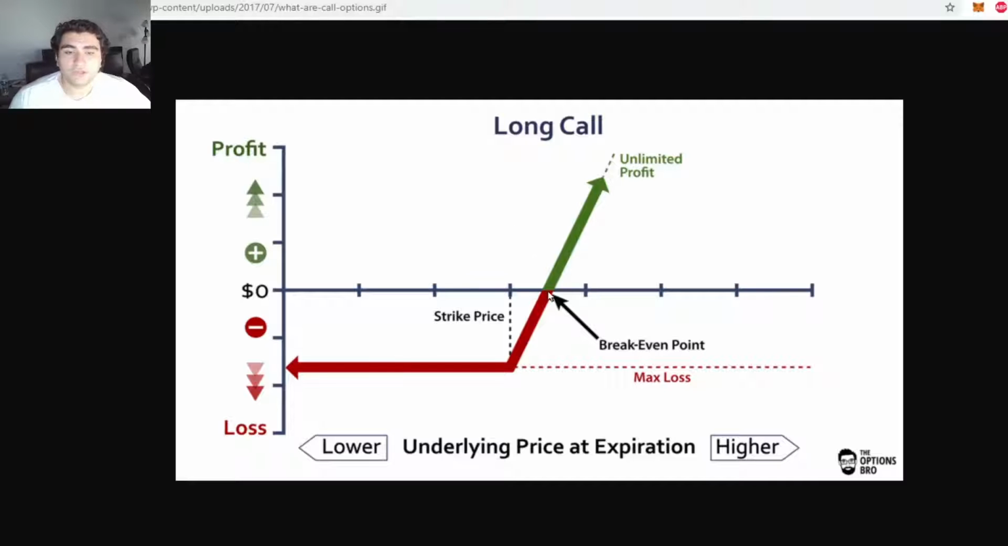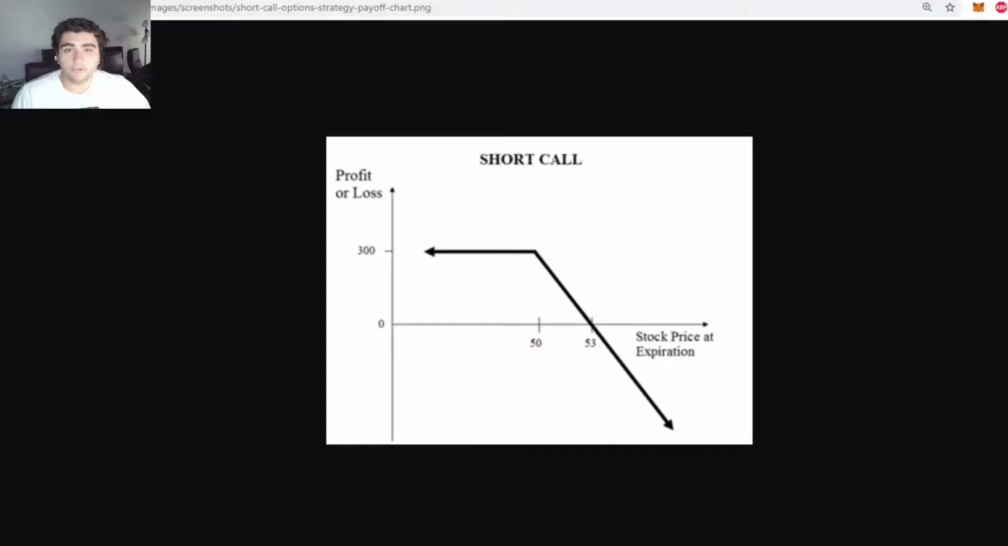The point at which you are making any profits at the expiration of that option is if XYZ is trading above $51 per share. Because remember, you bought the $50 strike call, which gives you the right to purchase 100 shares of XYZ at $50 per share. You paid $100 for the right to do so. So now your cost basis, if you were to choose to exercise that option, will be $51 per share of XYZ.